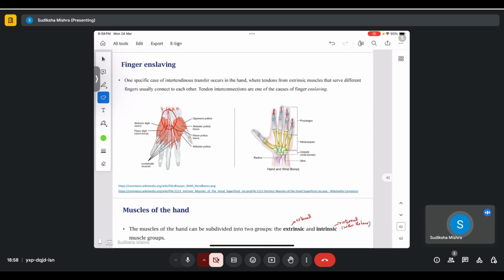The intent is to move, say, the index finger, but because the finger is moving, the ring finger, the middle finger, and the little finger also move. Thumb usually is not privy to finger enslaving. It's for digits 2, 3, 4, and 5. So, tendon interconnections are one of the reasons for finger enslaving.